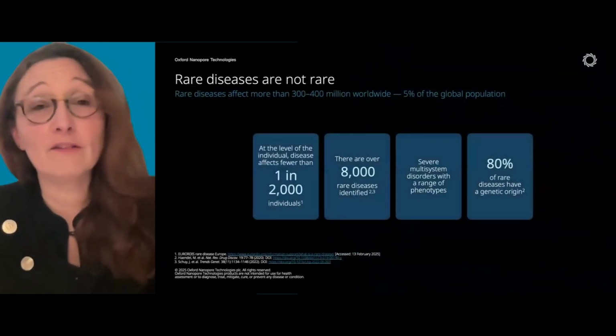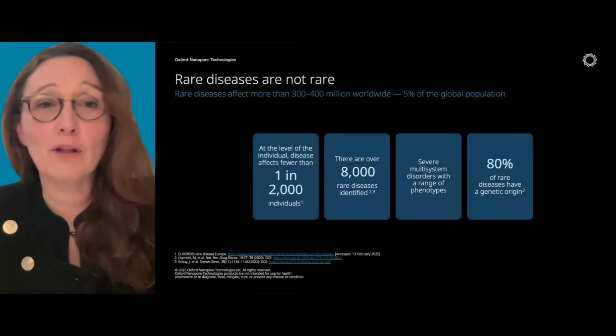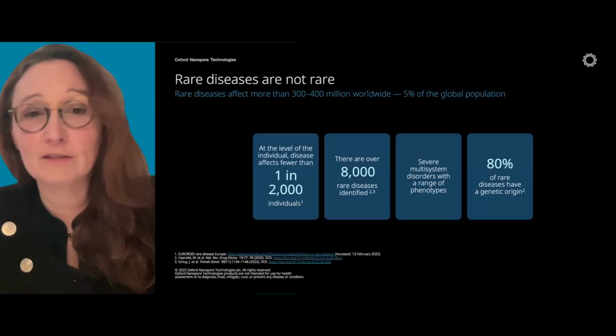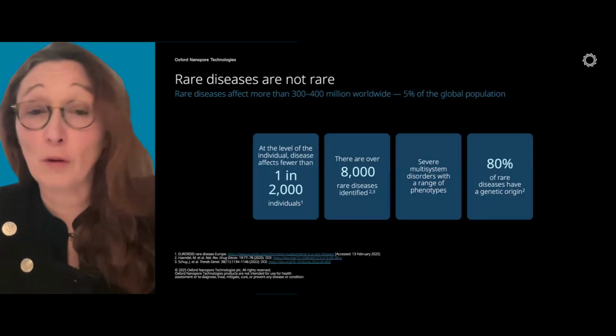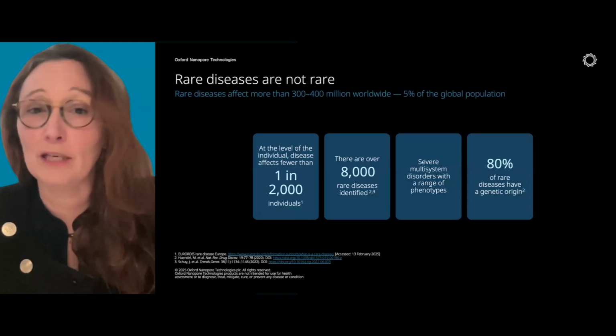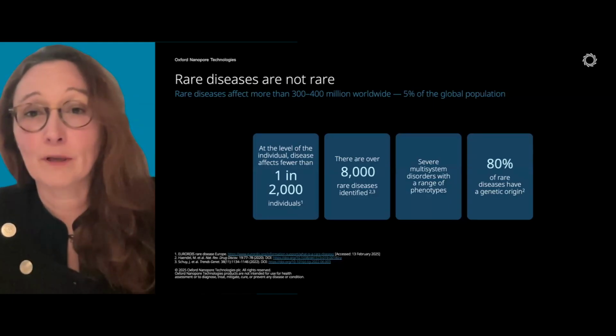So we all know rare diseases are not rare. They affect more than 300 to 400 million people worldwide. At the level of the individual, a rare disease affects fewer than 1 in 200 individuals, but there are over 8,000 rare diseases identified so far. Some can lead to very severe multisystem disorder, but many of them still display a very wide range of phenotype, making the characterization of the disease based on phenotype only quite challenging.